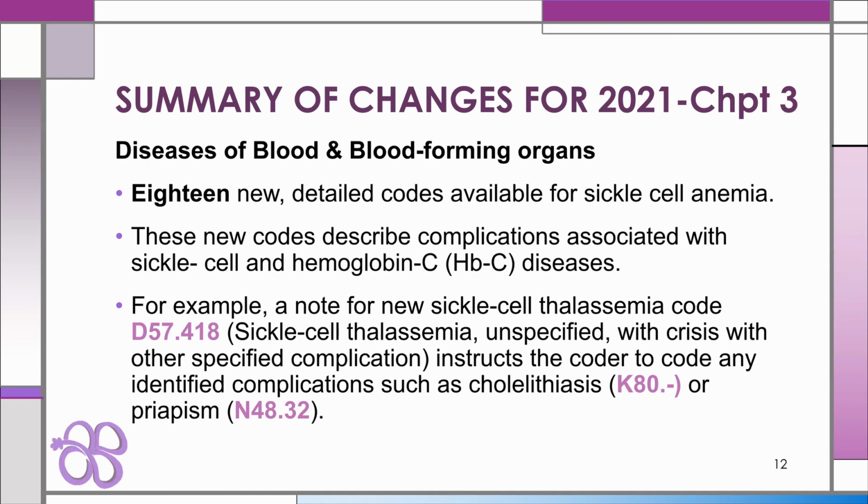Chapter 3, diseases of the blood and blood-forming organs. 18 new detailed codes are available for sickle cell anemia, and all of these codes can be found in the front of the ICD-10 book in a section that's colored red. They have all the different changes in there. These codes describe the complications associated with sickle cell and hemoglobin. An example here is the new sickle cell thalassemia code D57.418, sickle cell thalassemia, unspecified, with crisis with other specified complications. And then it also tells you to code any identified complications, and it gives you a couple of examples.